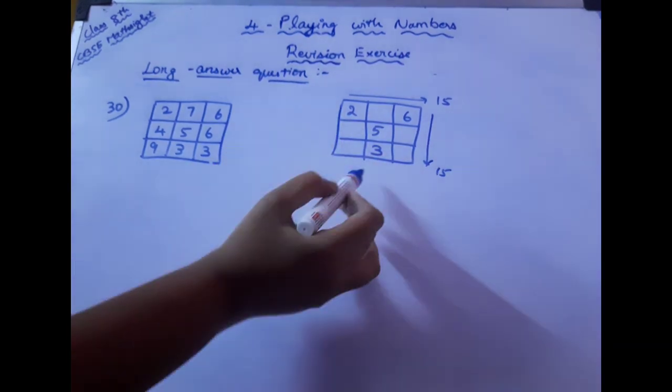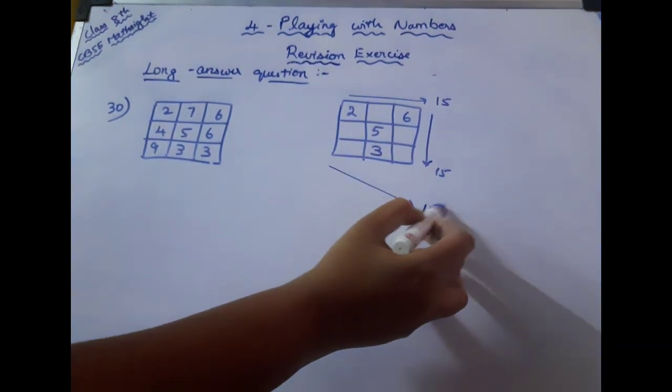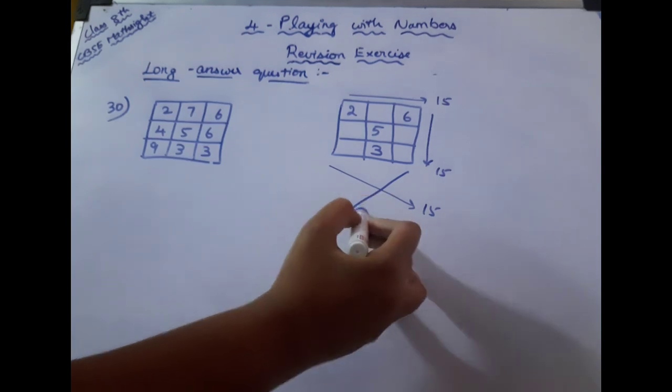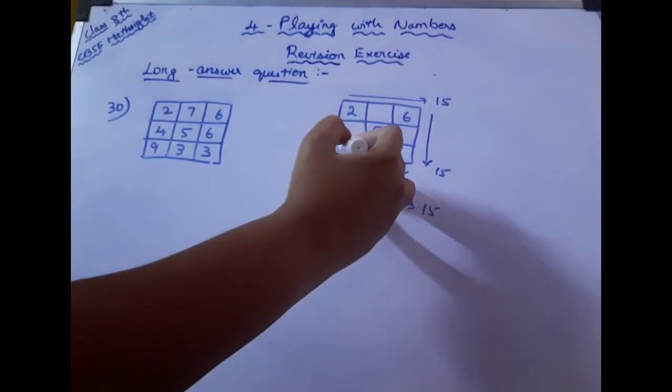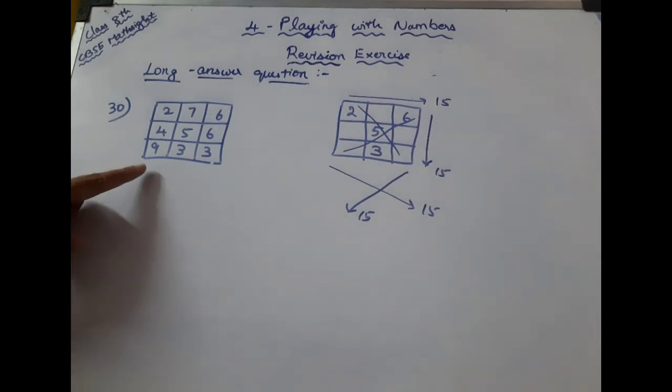So diagonal means, by this way we should be getting the 15, and by this way also we should be getting the value as 15. So by this way and by this way also. So Rohit has solved the magic grid. We have to find out what error he has made.